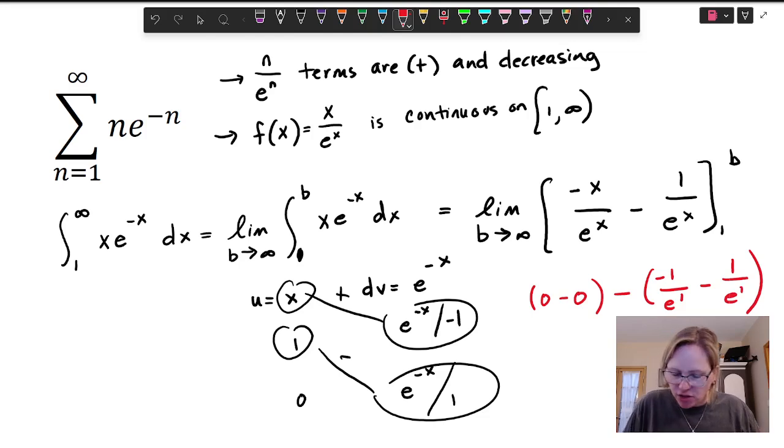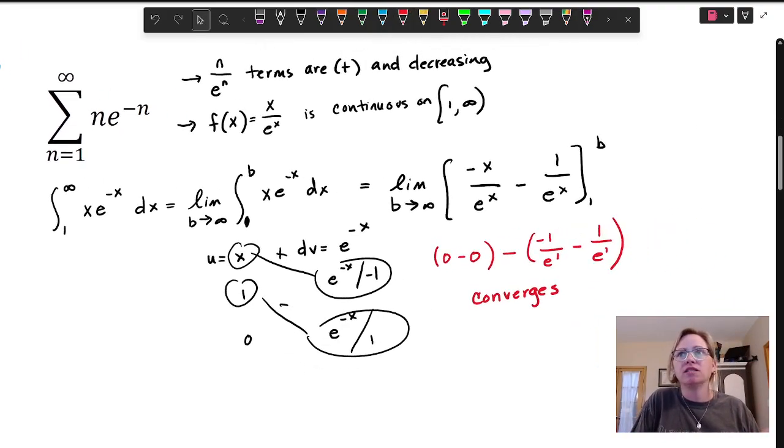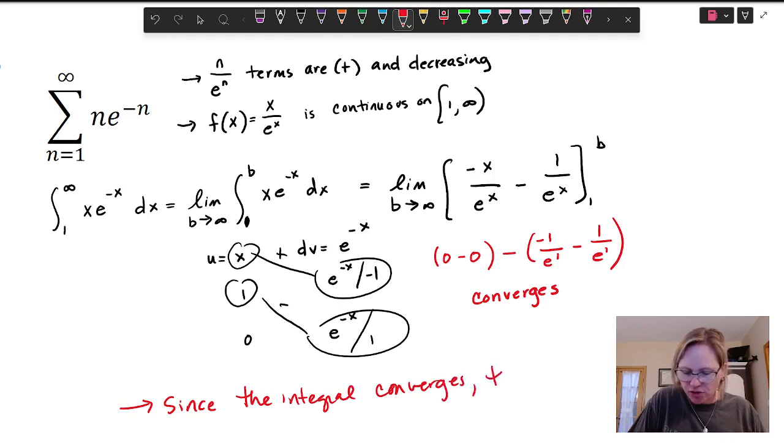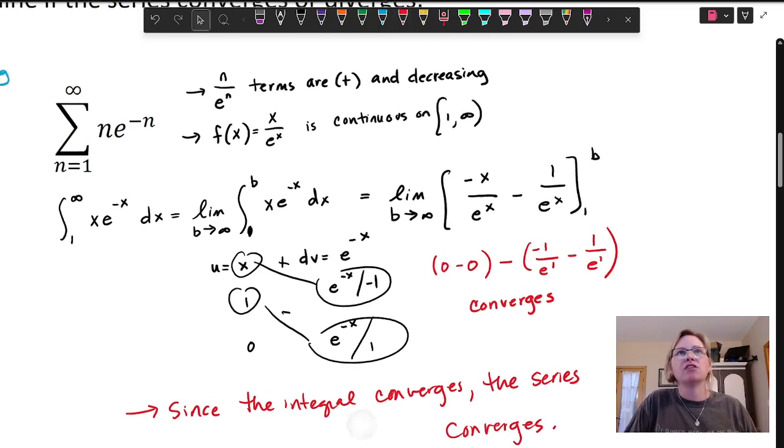Clearly it doesn't diverge, so we're going to say that this converges. I don't need to work it out. I don't need to do any of that extra work of figuring out what that equals. I just need to show that it doesn't go to infinity. So now I'm ready to state my conclusion. I'm going to say since the integral converges, the series converges. And that's all there is to it.